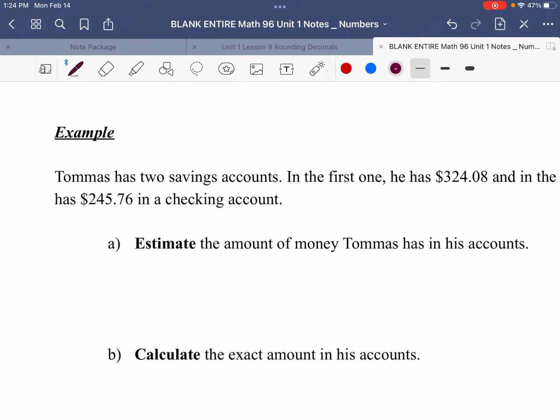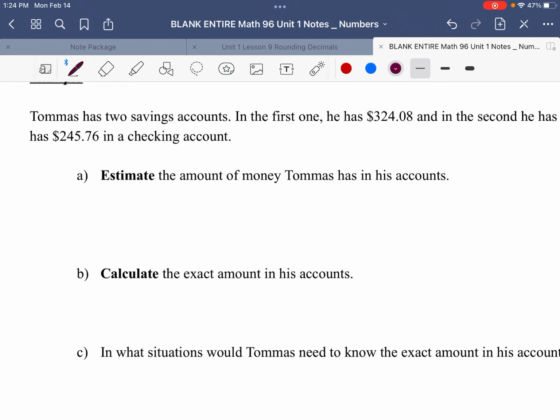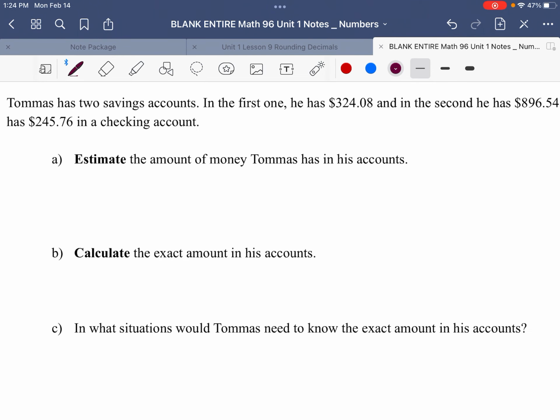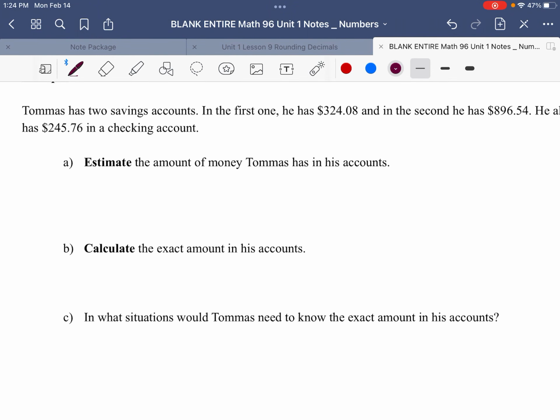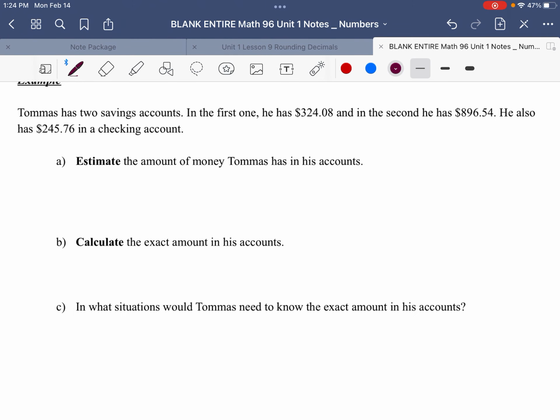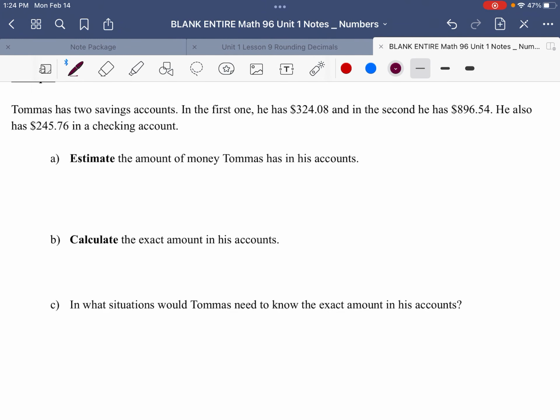Here's another example. Thomas has 2 savings accounts. First one he has 300, and the second one he has 896. And he also has 245 in a checking account. So we're going to do leading digit estimation, meaning we just look at the first digit of each number and we round to that position.